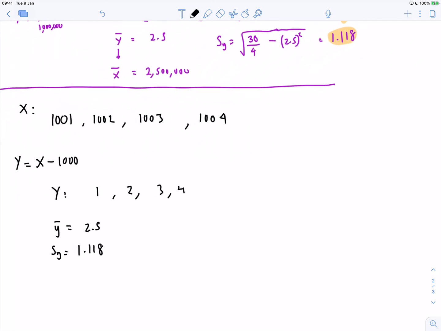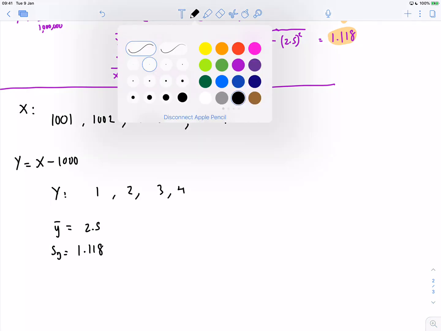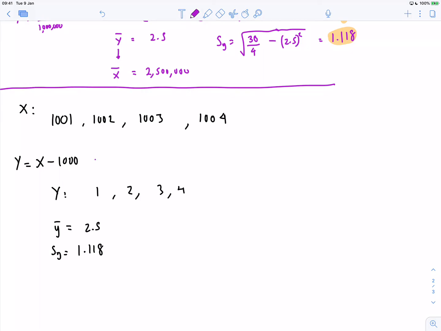Now look, if I undo this process, then x is going to be y plus 1000, isn't it? Just by inverting it, I add 1000 to both sides. So if I add 1000 to get x bar, does it seem sensible for x bar to be 1002.5? Yes, because that would be here. It would be dead in the middle.